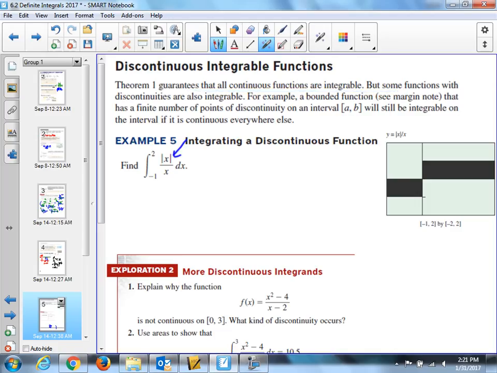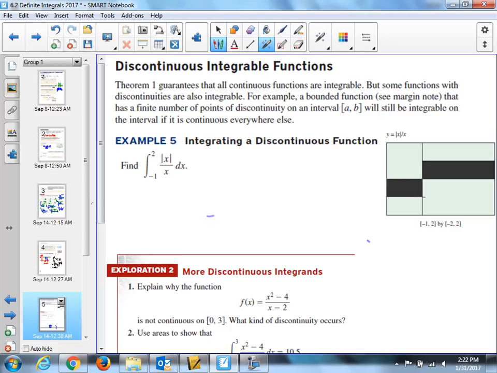We have the absolute value of x divided by x. You plug in negative numbers into this. So just think of this. Well, negative 2, absolute value over negative 2, comes out to be negative 1. And all the positive numbers are always going to come out to be plus 1.